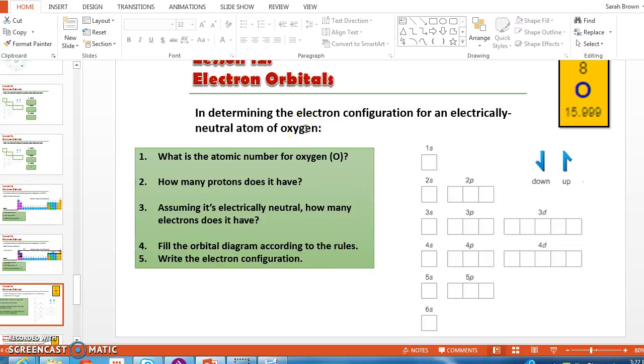In determining the electron configuration for an electrically neutral atom of oxygen, number 1, what is the atomic number for oxygen? Number 2, how many protons does it have? Number 3, assuming it's electrically neutral, how many electrons does it have? Number 4, fill the orbital diagram according to the rules. And number 5, write the electron configuration.